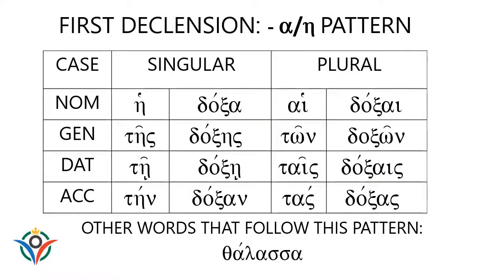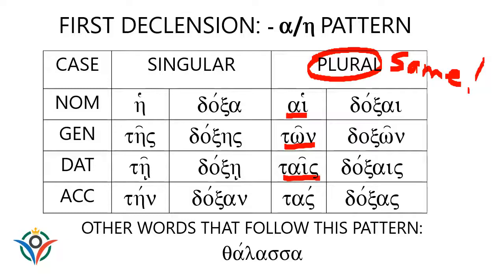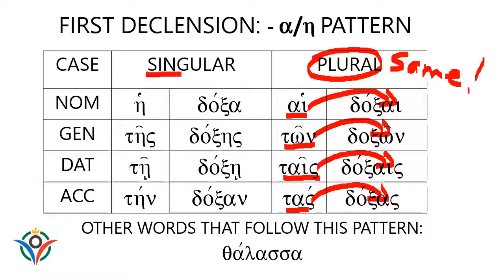I've left the alpha-iota pattern for last, basically because there are very few Greek words that actually follow this pattern, and secondly because this pattern is slightly more tricky to learn than the previous two. But take heart and remember that all the plural forms are still the same. All right, so look there, we have hai, tōn, tais, and tas, and those articles match the endings of the nouns. So the only variation that we are going to see once again is in the singular forms.